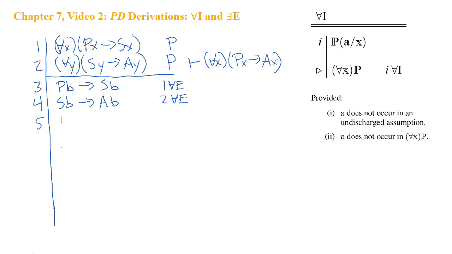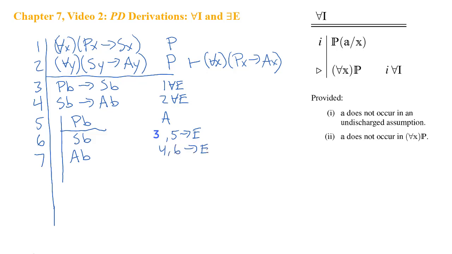So when doing this in English, we supposed that in fact Bill was a philosopher. That's an auxiliary assumption. 2 arrow eliminations gave us the following. 3 and 5 give us Bill is strange. 4 and 6 give us Bill is annoying. Both of those are arrow eliminations. Now we could exit that subderivation and generate the conditional from 5 to 7. If Bill is a philosopher, then Bill is annoying.